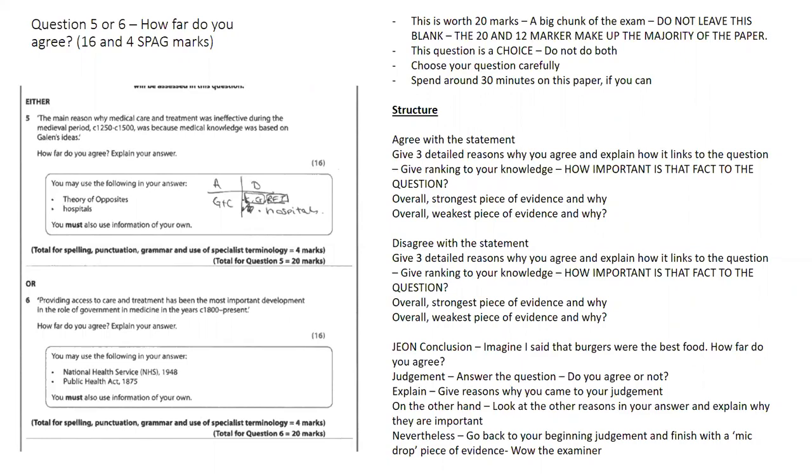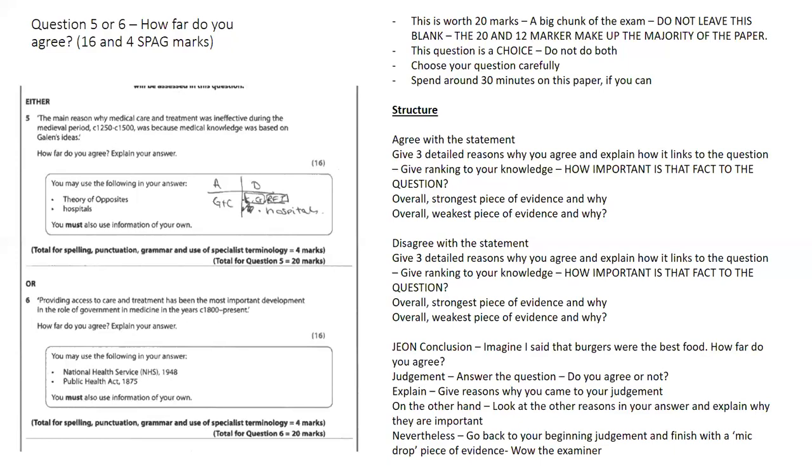So the first thing you should do is agree with the statement. Give 3 detailed reasons why you agree and explain how it links to the question. So basically, 3 lots of evidence explain. It's also really good, and this is the real top end, to give ranking to your knowledge. How important is that fact to the question? This evidence is very strong in the reason why there was ineffective care and treatment in the years 1250 to 1500.